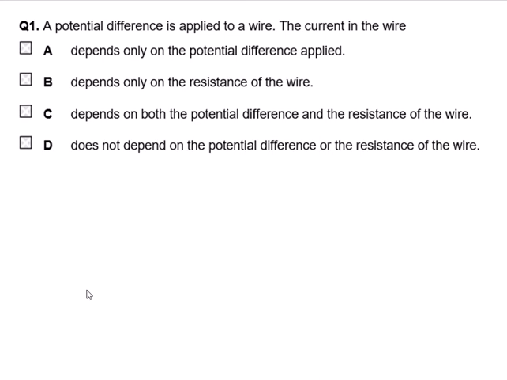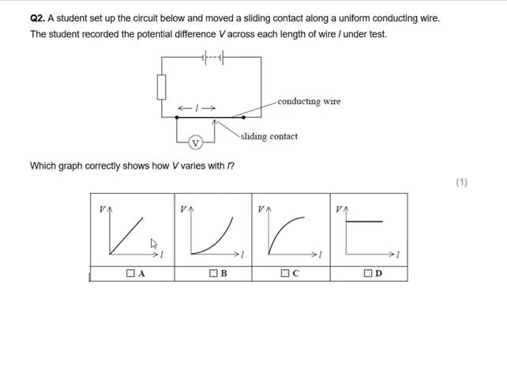Okay, so question 1: a potential difference is applied to a wire, the current in the wire. Well, we've just learned that the current depends on both the potential difference and the resistance. I can either increase the current by adding cells, or I can decrease the current by adding resistors in series, or increase it by adding resistors in parallel. So the answer to this question is C. You're going to repeat that for question 2. This is quite a new question. It doesn't really relate to what we've just talked about, but press pause and see what you can do.